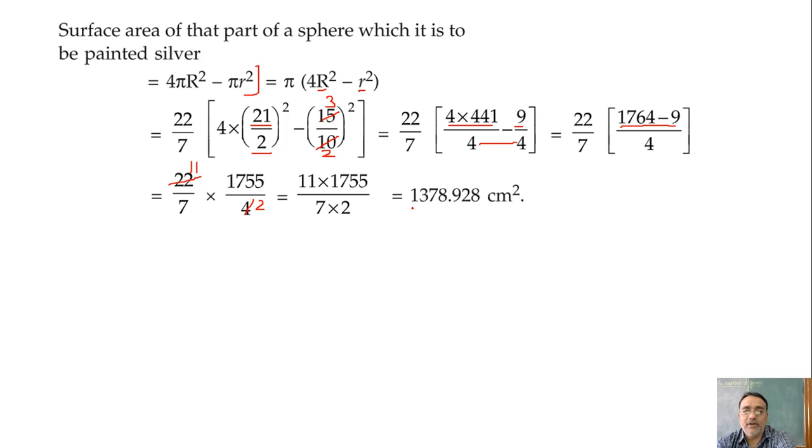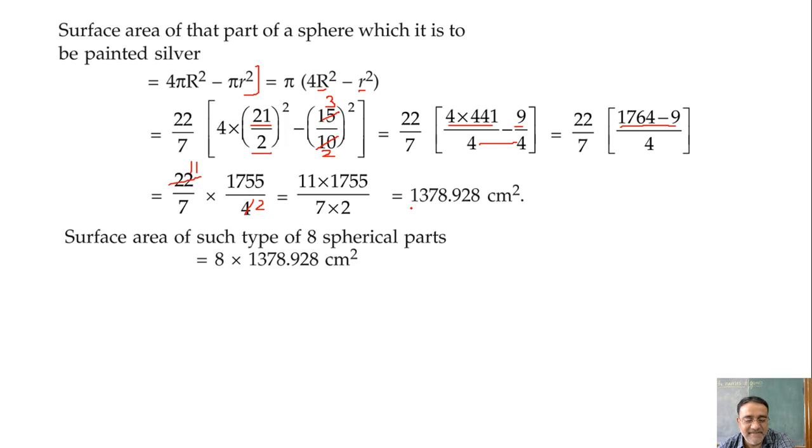Yes, sir. Okay, this much area to be painted silver. How many spheres are there? 8. So we have to multiply with 8. This is clear? If you multiply with 8, you will get 11,031.424 centimeter square. Now cost of silver paint is given for 1 centimeter square 25 paise.